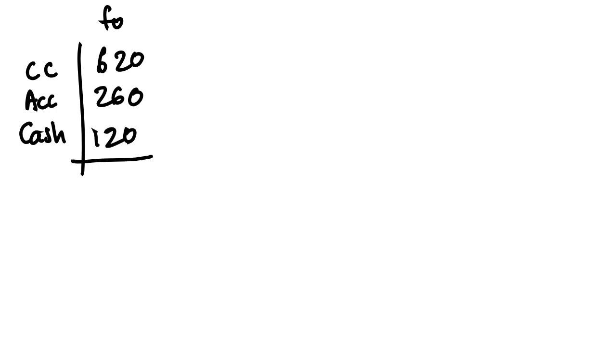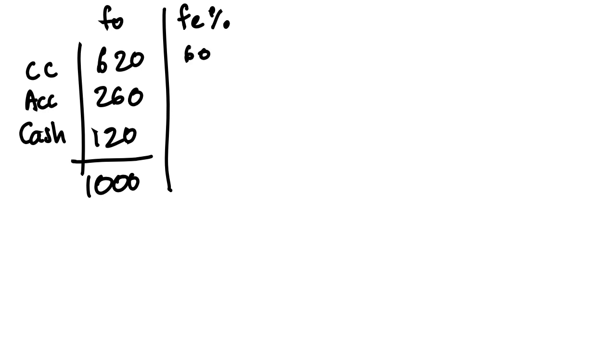All right. Now, the next column is also given to you. It's the percent that they expect. So I'm going to put FE and a percent sign there. This is given to you in the question. Remember what I said initially, they observed that 60% paid by credit card, then 30% paid by accounts, and the last would be 10%, the remaining. All right, so that adds up to 100%.